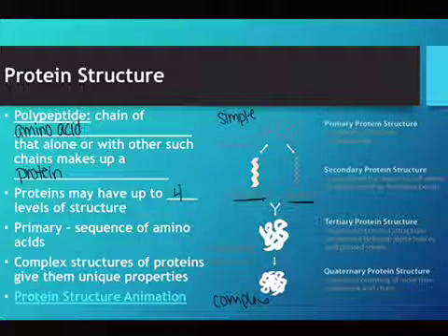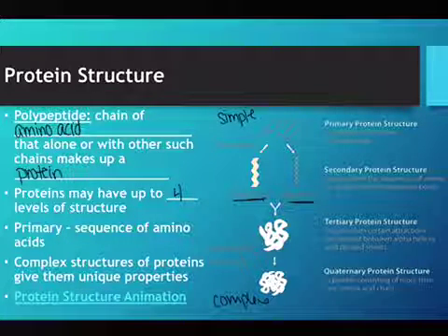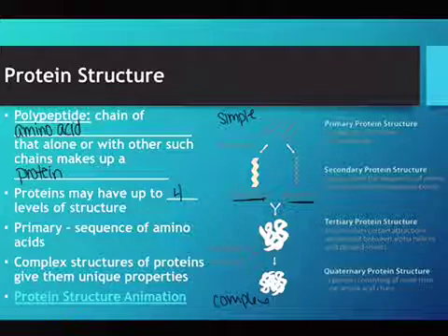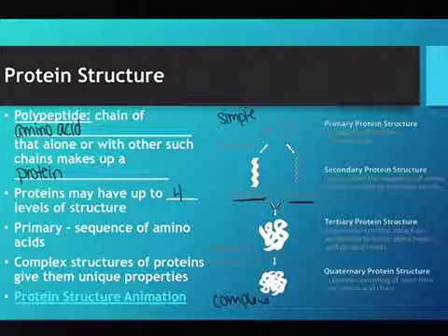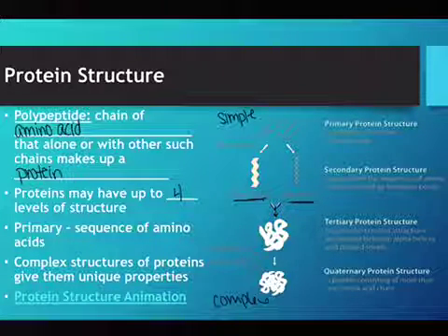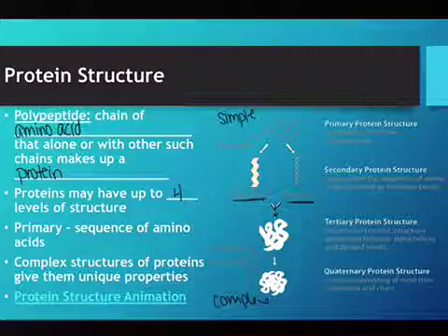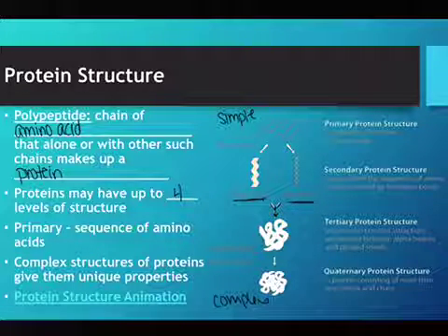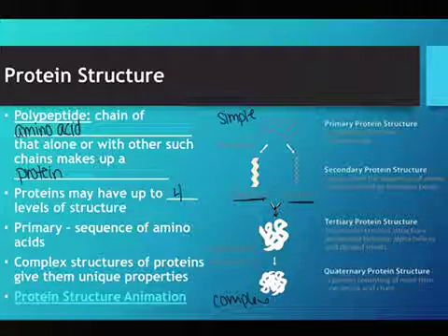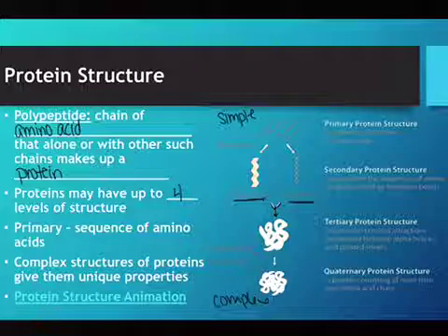Tertiary structure is when there are certain attractions between alpha helixes and pleated sheets, and so it combines the 2 secondary structures. And then lastly, we have our quaternary structure, which is very complex, and this consists of more than 1 amino acid chain.